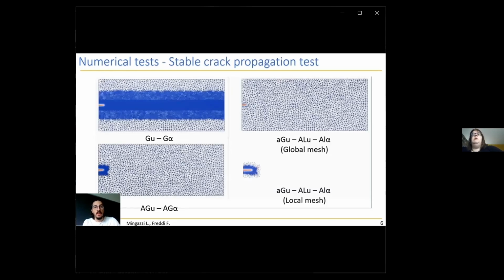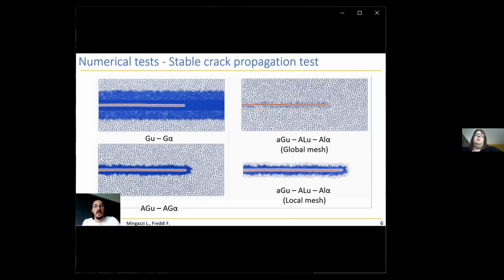So first, the results for the stable crack propagation test. It can be seen that on the top left, the global displacement damage minimization problem results obtained from the standard procedure are reported. On the bottom left, the results for the global adaptive refinement strategy are reported, while on the right side, the global local refinement strategy results are shown.